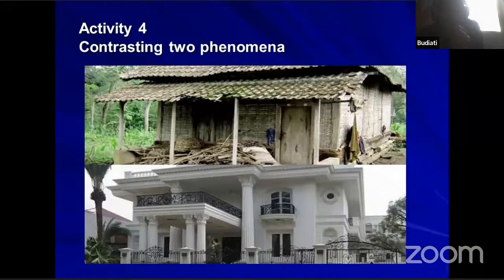So there is a very, very big gap between the rich and the poor. Okay, thank you, Miss Shakira. Now I'd like to go on to Miss Tabitha to give you the explanation about the picture, please.